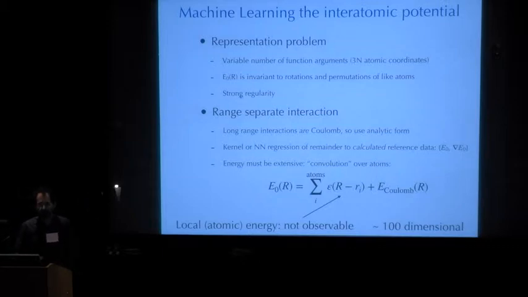It also has very strong regularity. And the regularity properties, and how we put them in, I think, is critical to success. So we start by doing a range separation. If we had to consider all the atoms all the time, then I don't think we would really make any progress. So the long-range interaction is actually the Coulomb interaction, for real, even in the quantum Hamiltonian, and so we can use the analytic form for that. And then for the short-range interaction, we can use kernel and neural network regression to regress the remaining short-range terms to calculated reference data.